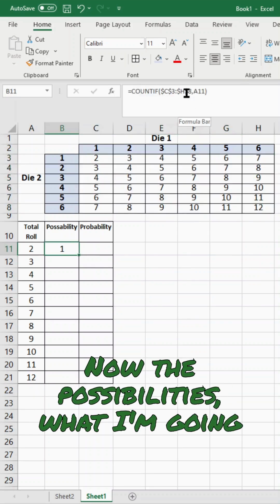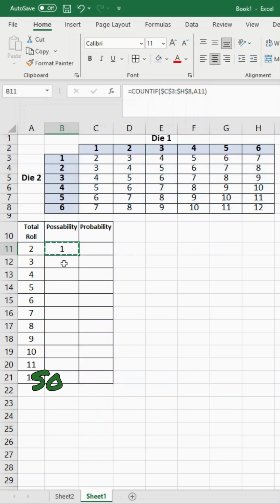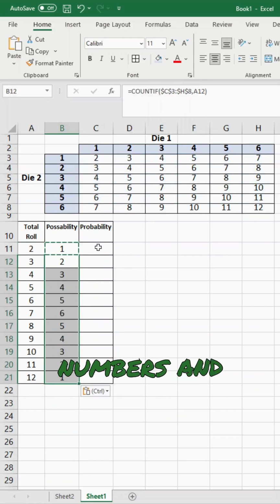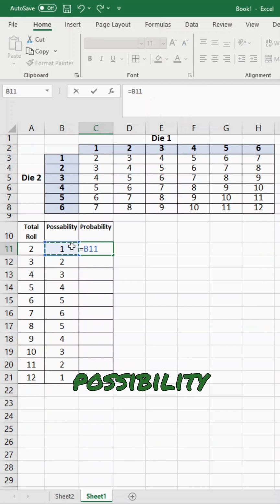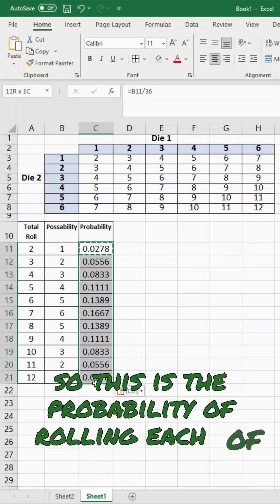Now for the possibilities, what I'm going to do is set up this simple COUNTIF function. So I'm going to count the number of times that this value occurs in this range. So these are the possibilities of rolling these numbers. And then the probability, again, is just possibility divided by the total outcomes. So there's 36 total outcomes in this table. And so this is the probability of rolling each of these numbers.